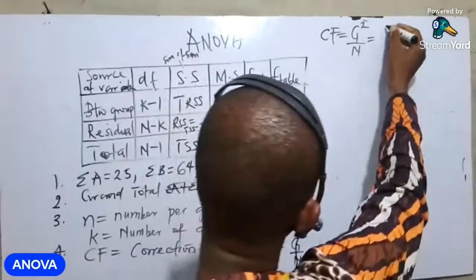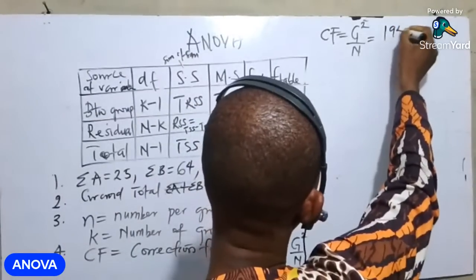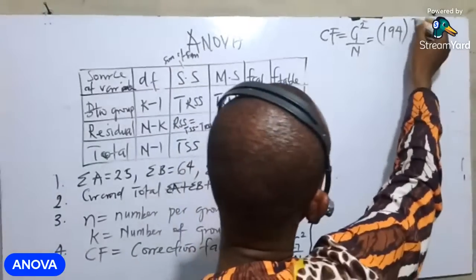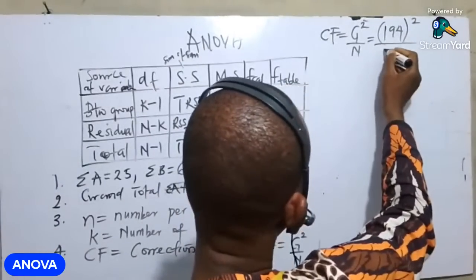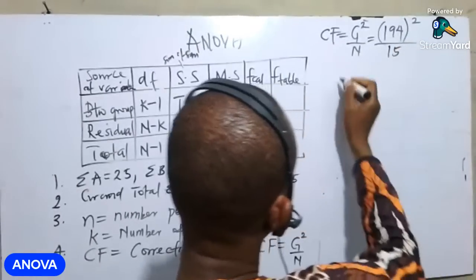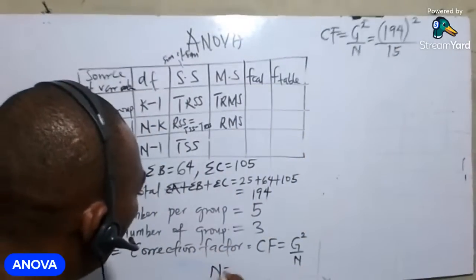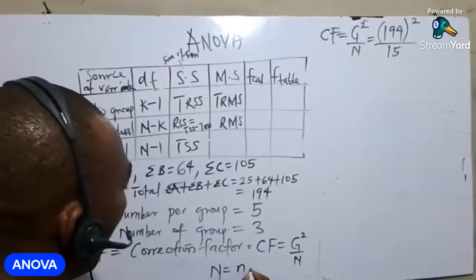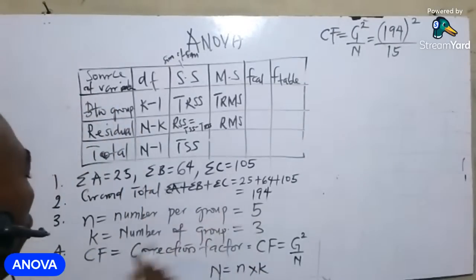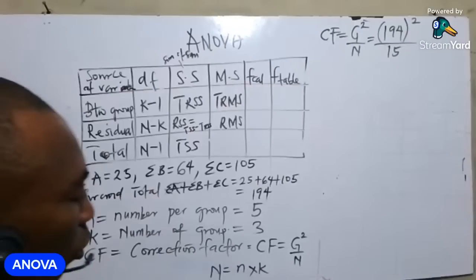So our grand total is 194, squared, to be divided by 3 multiplied by 5, which is 15. So our N here is equal to the small n multiplied by K, which is the number per group multiplied by the number of groups, which is equal to 15. That's how we get here.